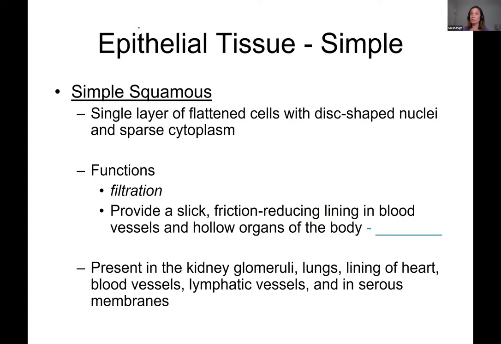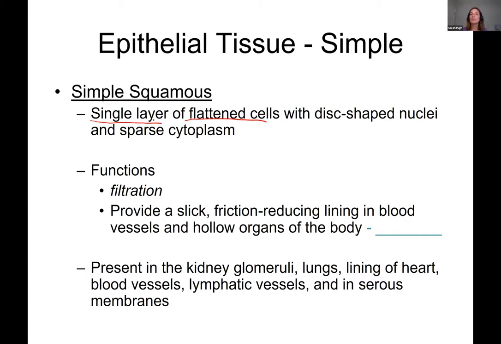All right, so we're going to walk through our epithelial tissues. We're going to do simple epithelium, so all the different kinds of simple, and then we'll do our stratified. So we'll start with simple. Simple squamous is the first one we'll do. This is one layer of very flat-shaped cells.